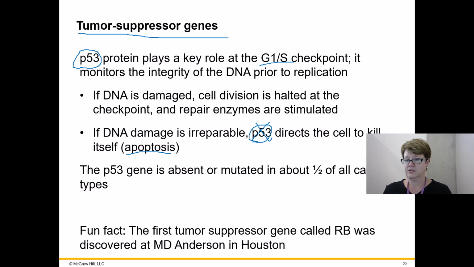So what we're saying is that a group of cells called a tumor will have the mutations. The rest of your cells don't have those mutations. But it doesn't matter because the tumor can spread and create all kinds of problems in your body. And the first tumor suppressor gene that was ever discovered, called RB, was discovered at MD Anderson in Houston, and that's still a very big research center for all of cancer research in the world.